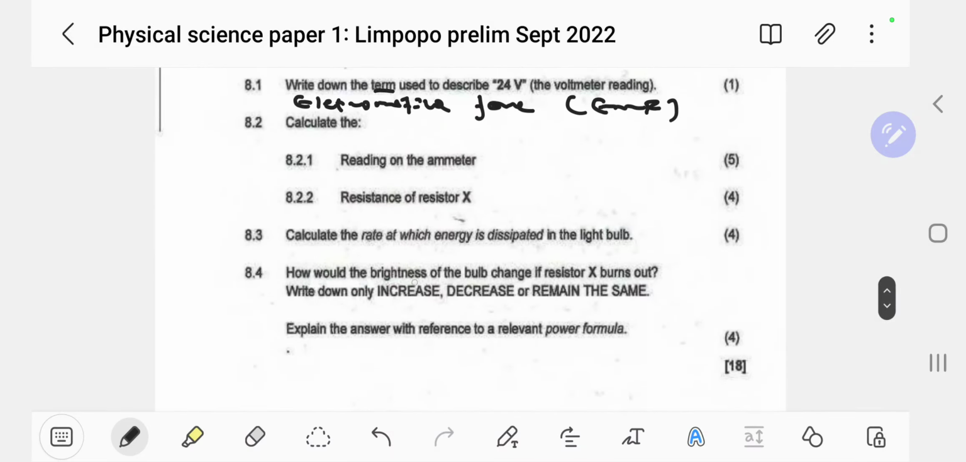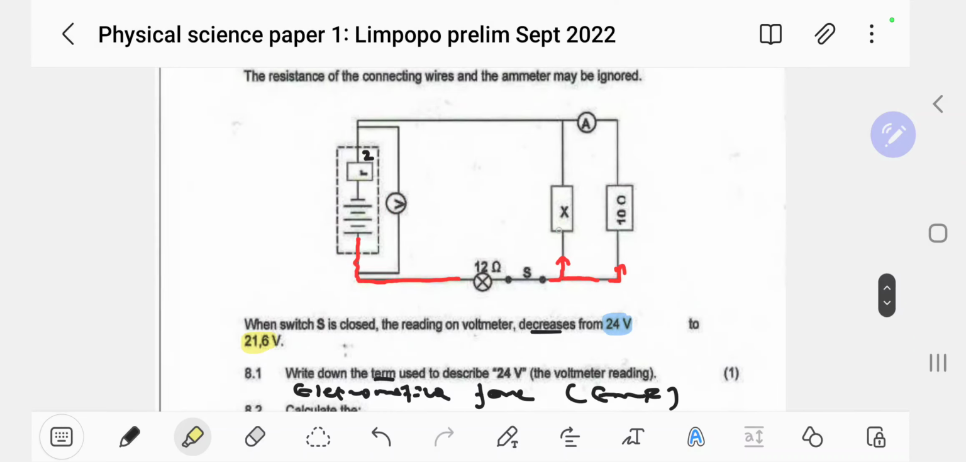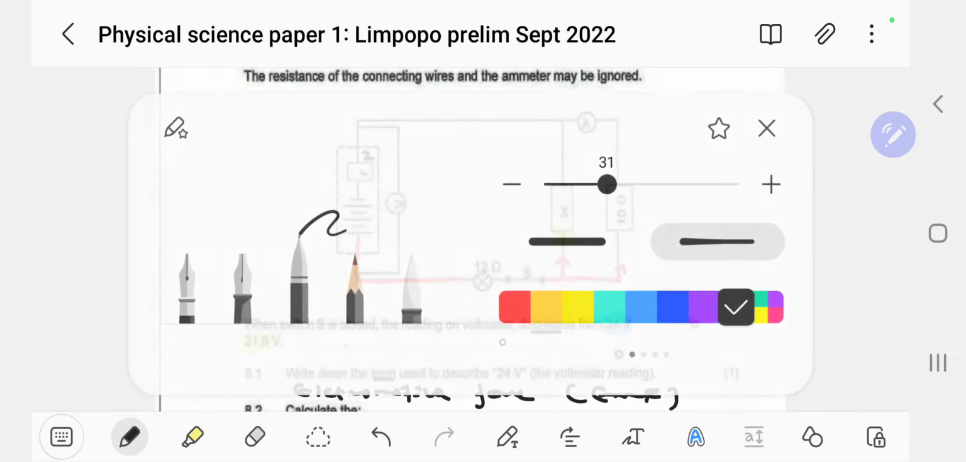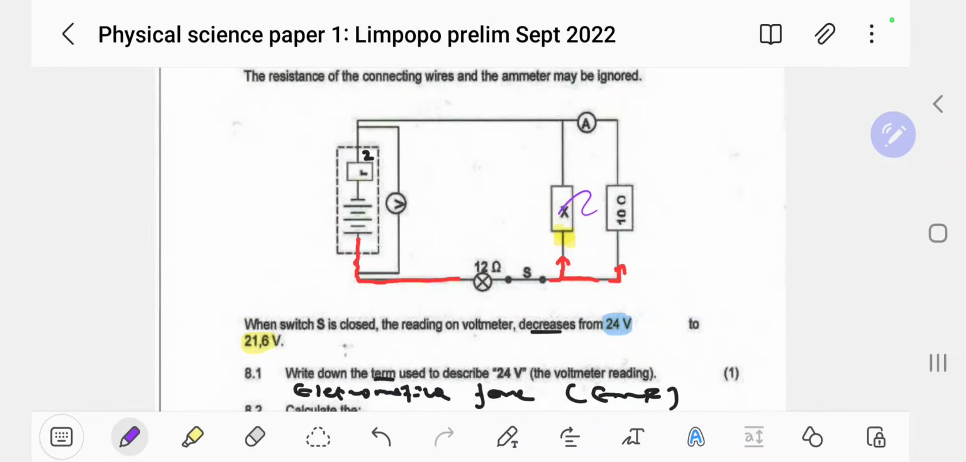It says, how would the brightness of the bulb change? Okay, what are we looking for? The brightness of the bulb change if resistor X bends out. So remember, if this one bends out, this is like an open switch. So this creates a high resistance, which means an infinite resistance here. So no current is going to pass there. So the current now comes through this part, which is the complete circuit.